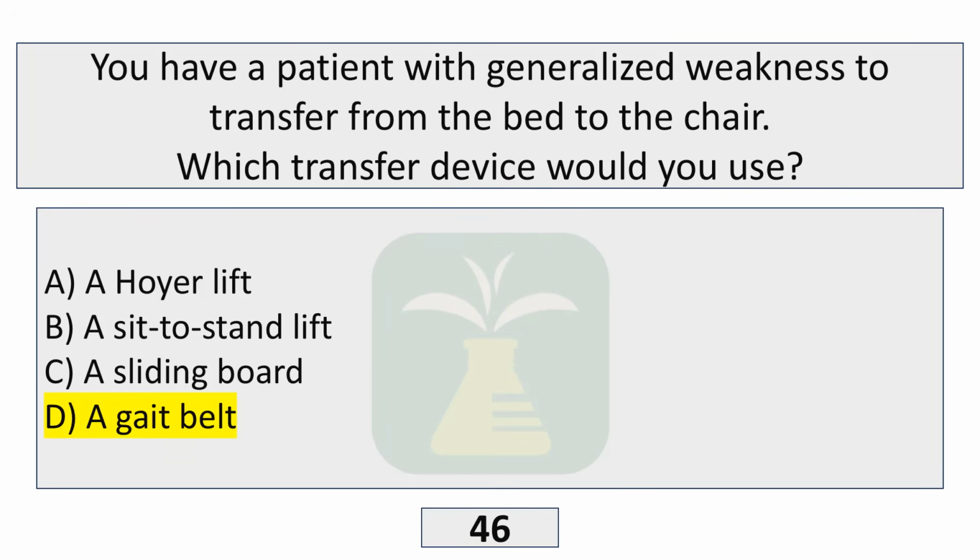Correct answer, D. A gait belt. A gait belt is used to transfer a patient from one place to another, such as a bed to chair, chair to bed, or bed to wheelchair. It is used to assist patients who are weak, not bedbound, in transferring.